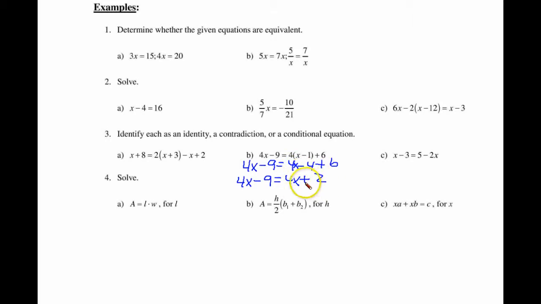Now, is that true? No. So this is a contradiction. There is no solution for this. And then let's do this one.